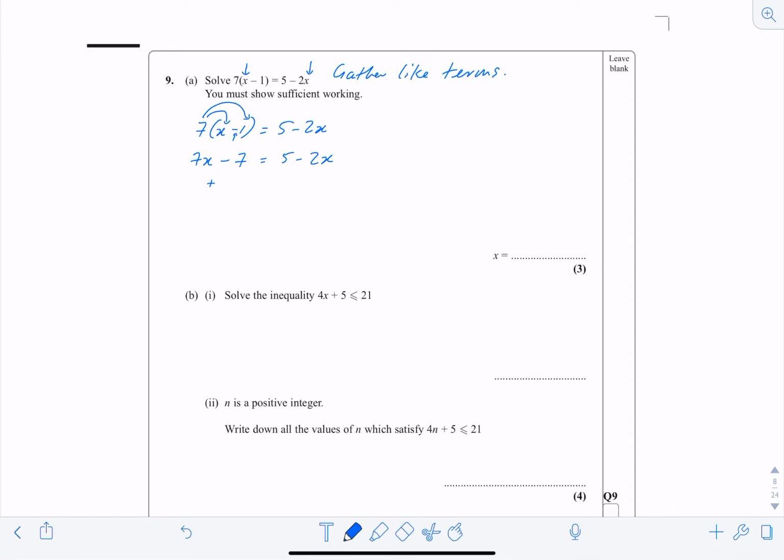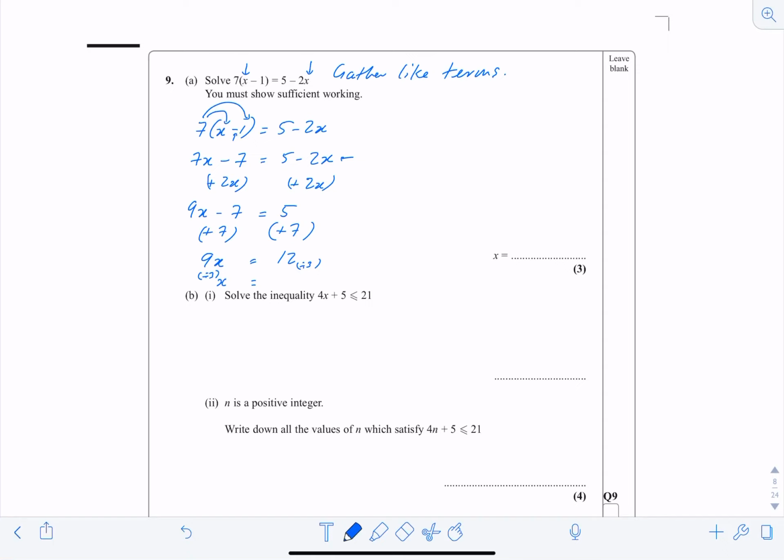Now I'm going to add 2x to both sides. That's going to give me 9x minus 7 equals 5 because I've added 2x to the right-hand side and it gets rid of that minus 2x there. And now I'm going to plus 7, and I get 9x equals 5 plus 7, which is 12. And now I'm going to divide by 3, running out of space, divide by 3, and I get x equals 12.